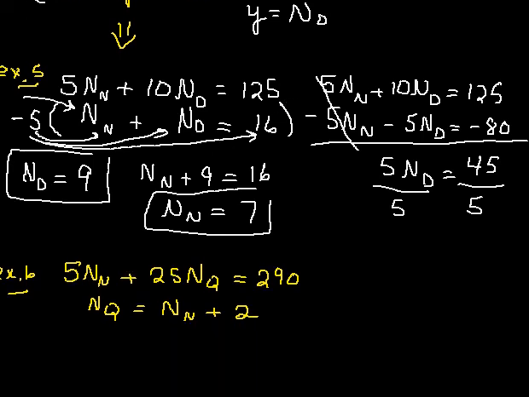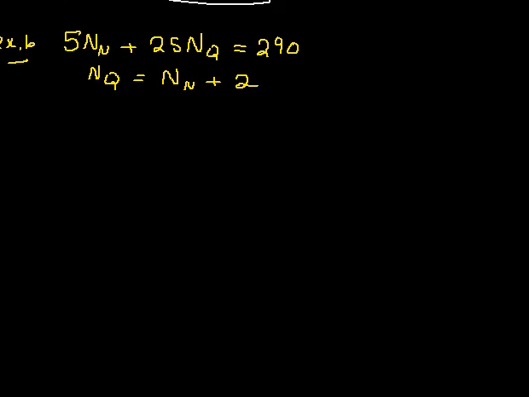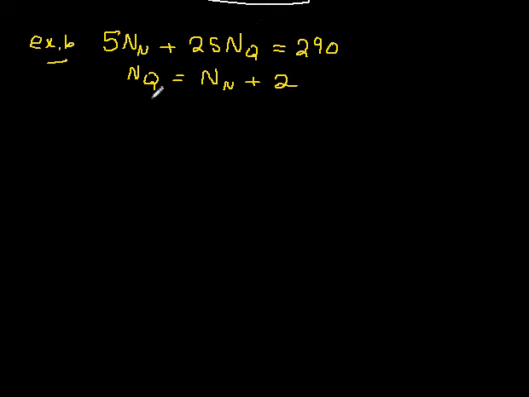Let's try one more. We're going to do this one by substitution. Eventually they won't tell you which method to use. You're going to have to choose. And you can see this one's already solved for n sub q, so substitution does make a lot of sense. So n sub q would be number of quarters. So it's 5 number of nickels plus 25 number of quarters equals 290. Number of quarters equals the number of nickels plus 2.